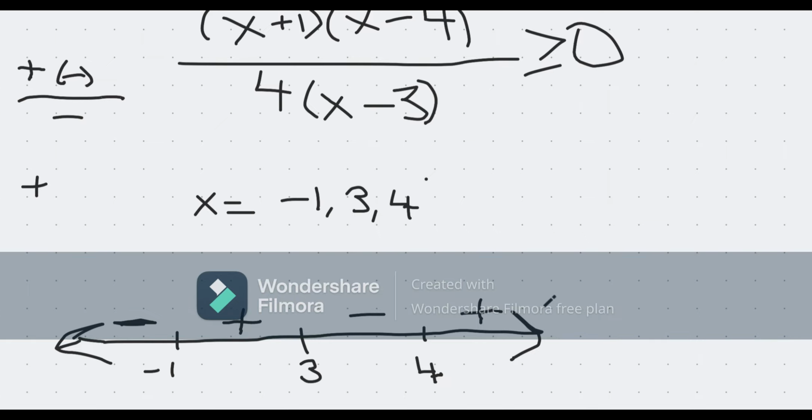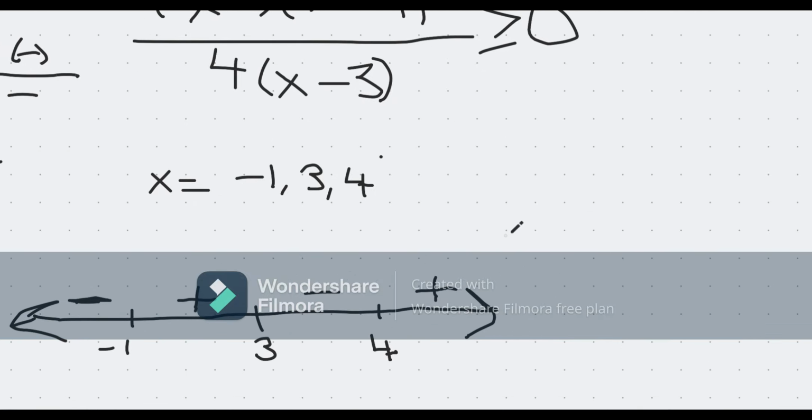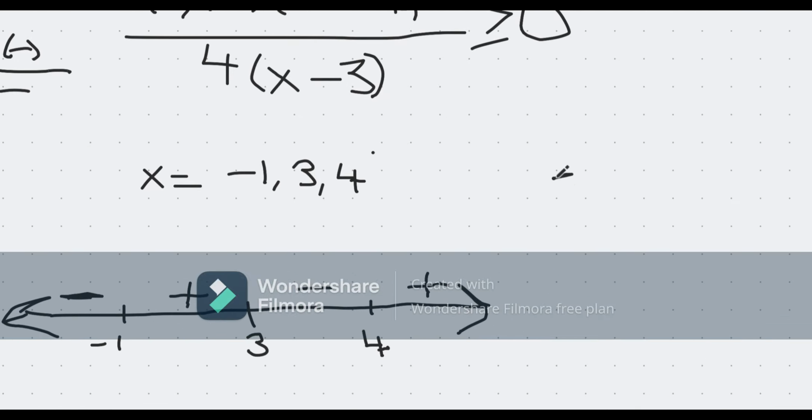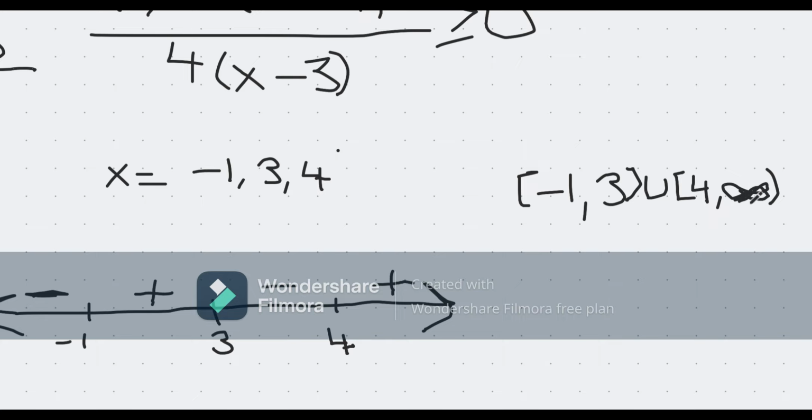So the domain in interval notation. The domain of the function would be from -1 to 3, and from 4 to infinity. This is how it would be in interval notation.